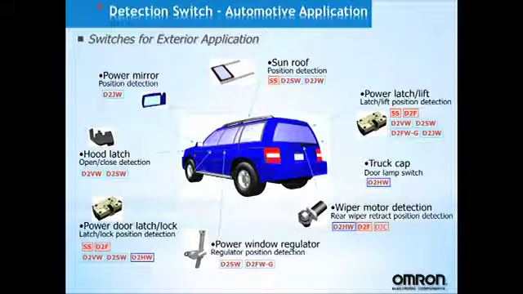Here are more examples of a detection switch used in automotive applications. These are for exterior applications, so here's just a few applications where these could be used: in a sunroof, power latch, truck cap, wiper motor detection, power window regulator, power door latch, hood latch, power mirrors.